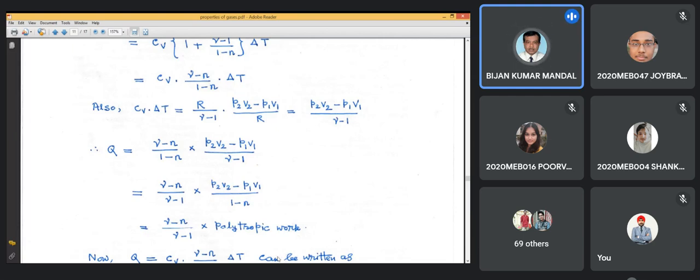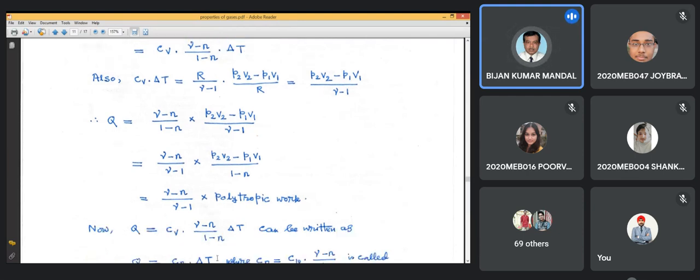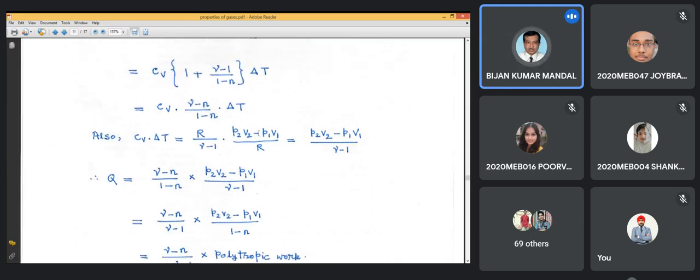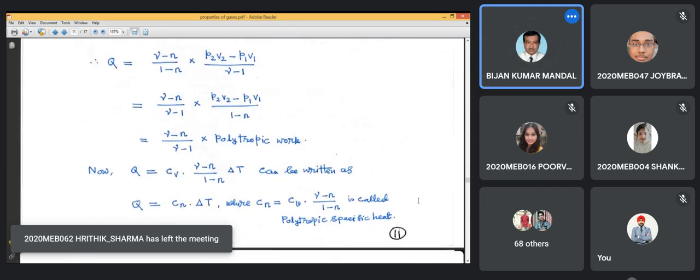So now look here, gamma minus N by gamma minus 1 into P2 V2 minus P1 V1 by 1 minus N. Now look, this second expression, P2 V2 minus P1 V1 divided by 1 minus N, is nothing but your polytropic work, I mean the work done in any polytropic process. So the heat transfer is equal to gamma minus N divided by gamma minus 1 into polytropic work. And already you have seen that Q is equal to Cv into gamma minus 1 by 1 minus N into delta T.